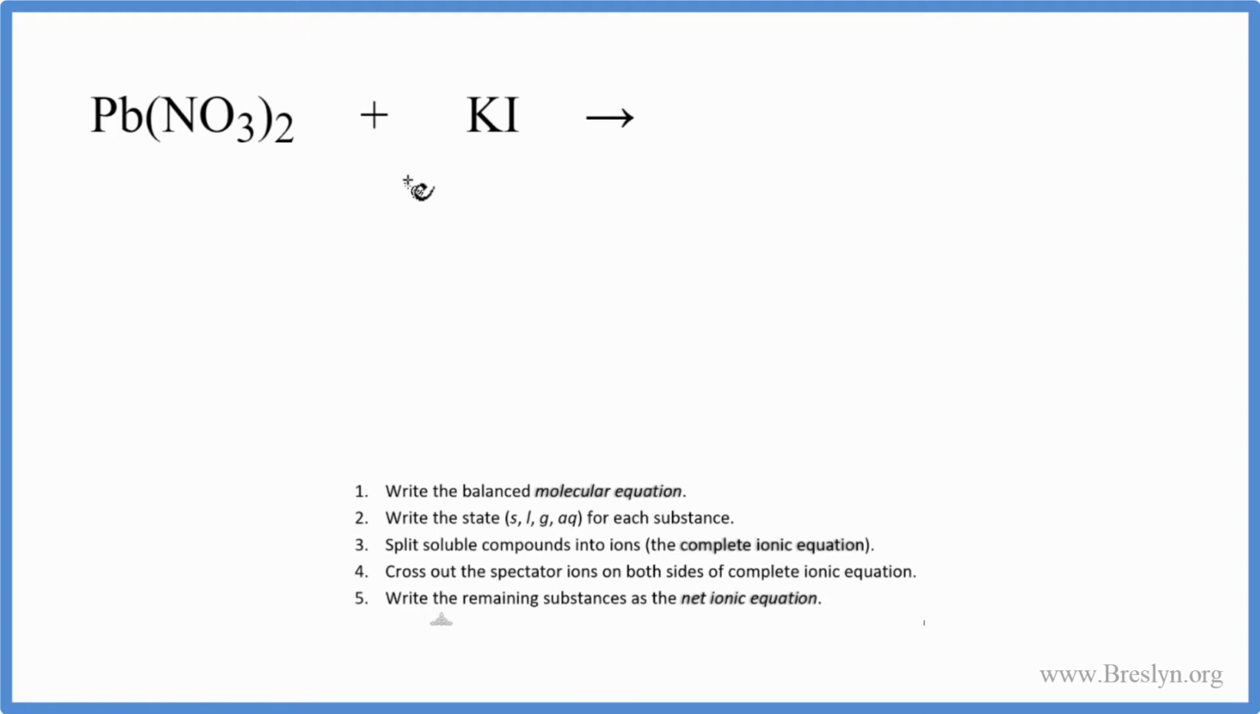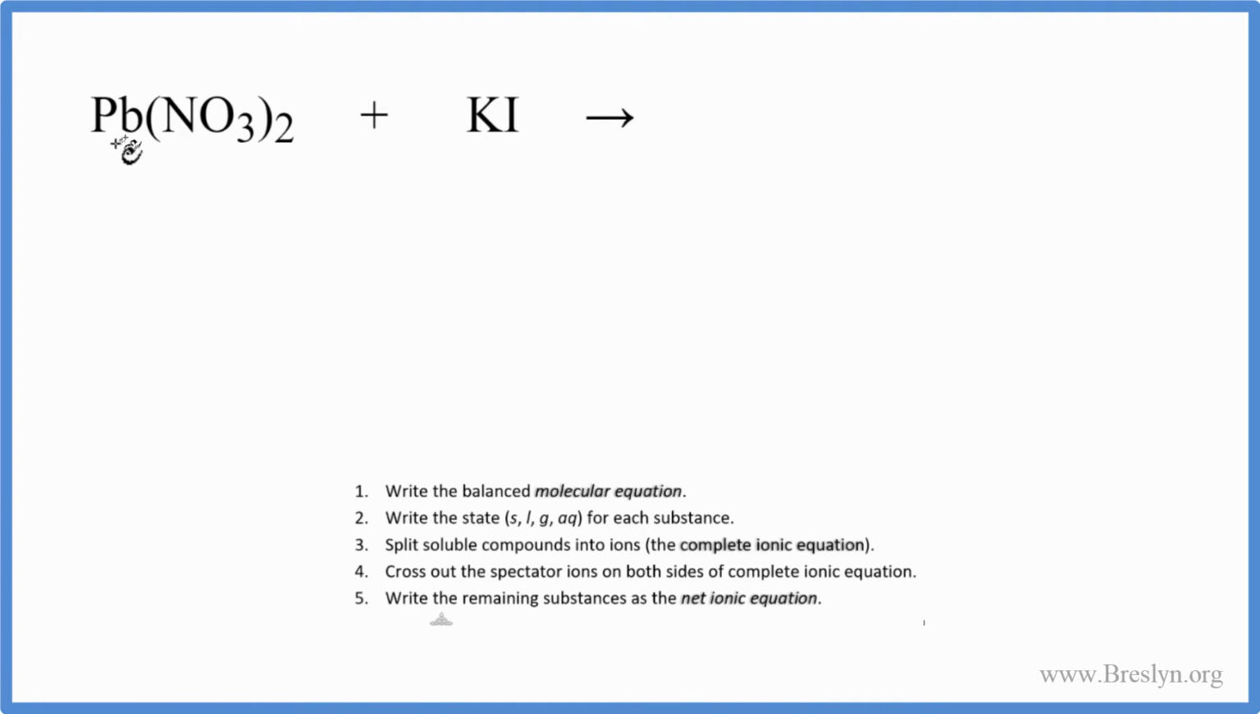In this video, we'll write the net ionic equation for Pb(NO3)2 plus KI. That's lead(II) nitrate plus potassium iodide. So the first thing we need to do is predict what the outcome of this equation is going to be. To do that, you have to understand how to find the charges on ions.